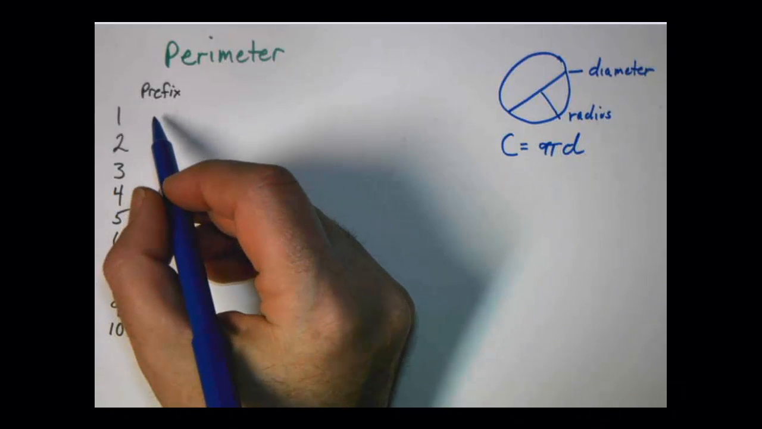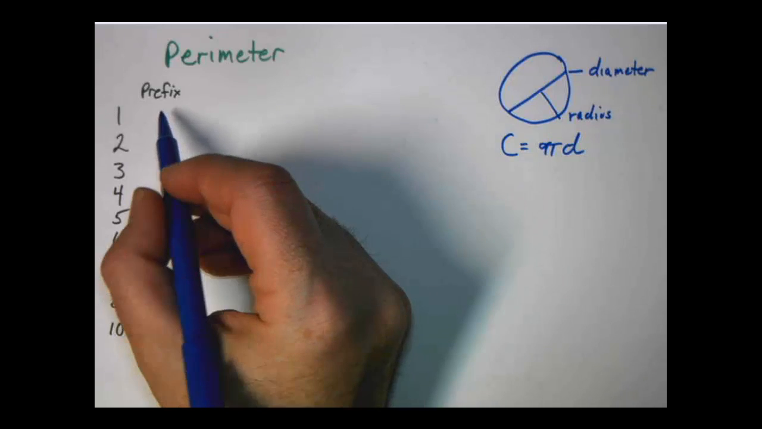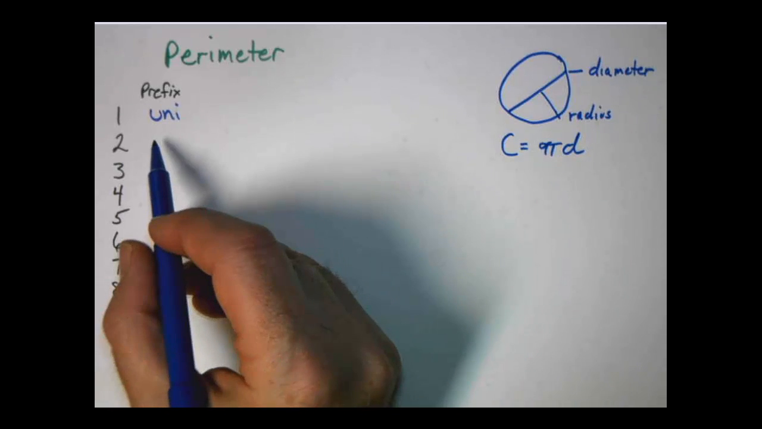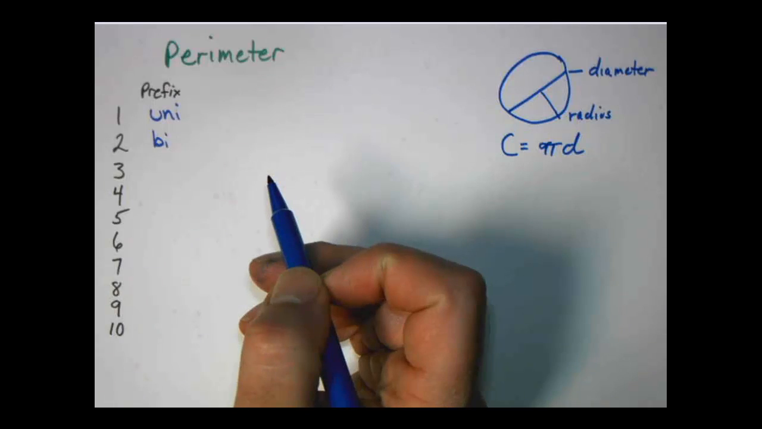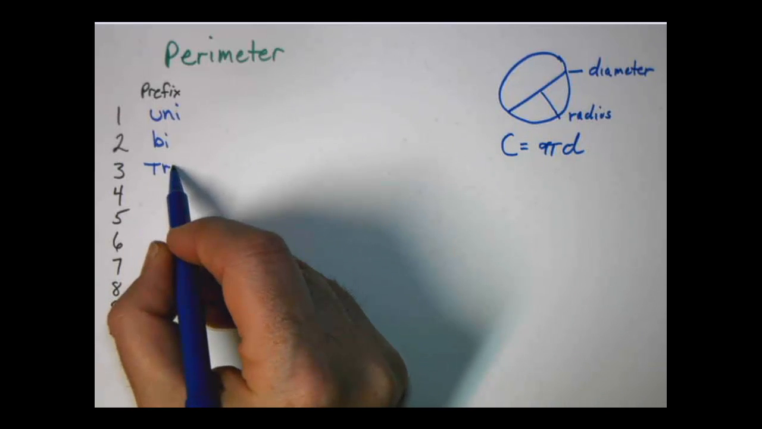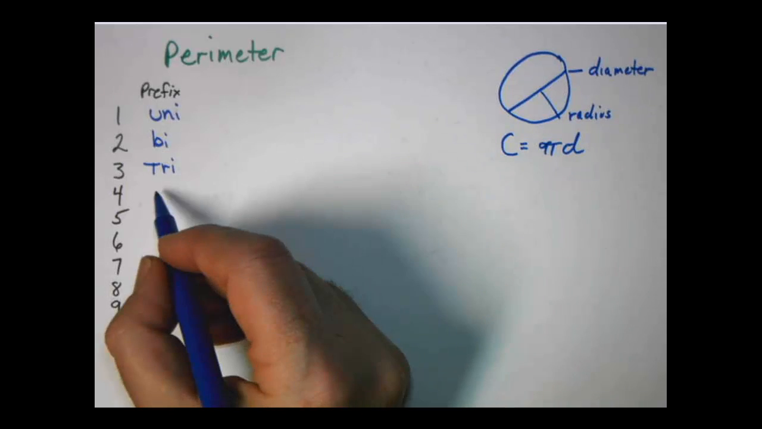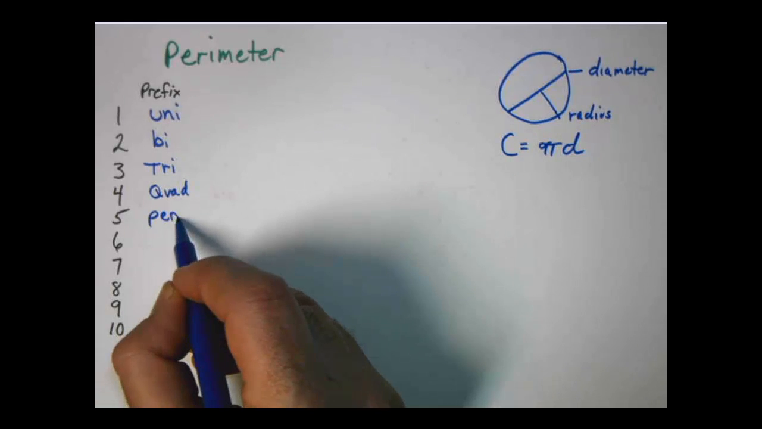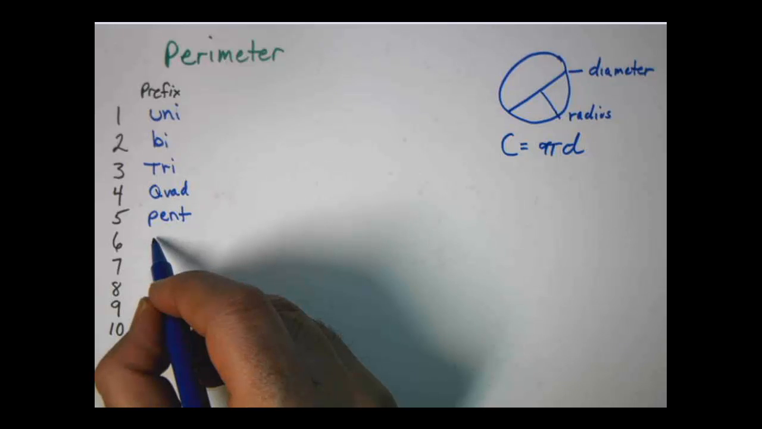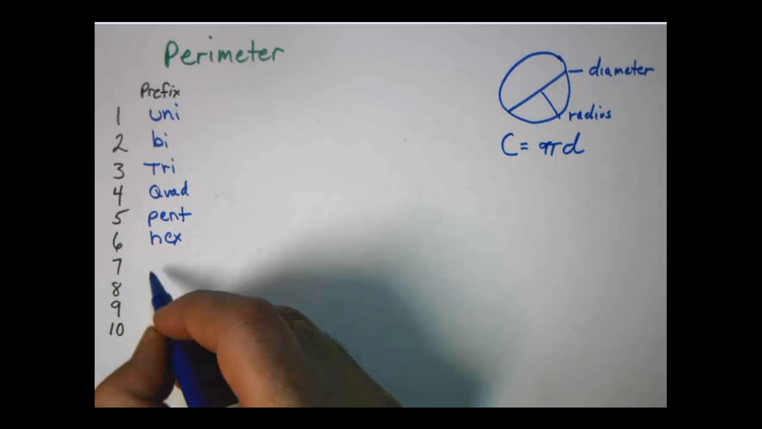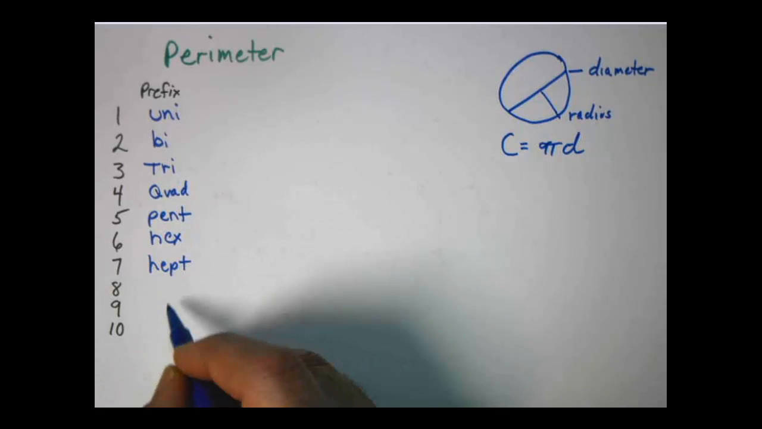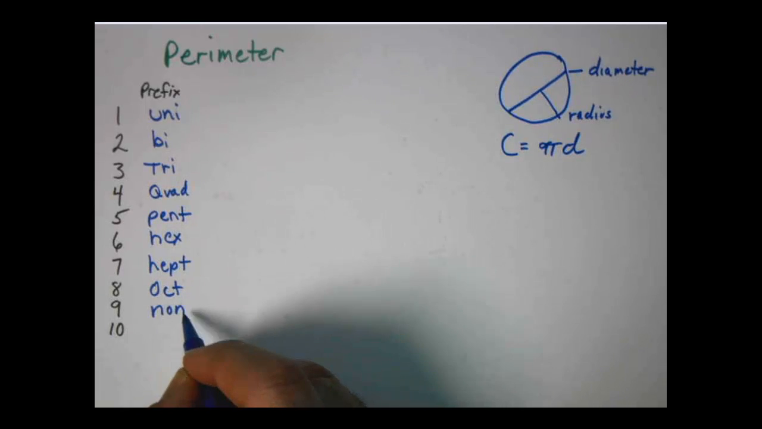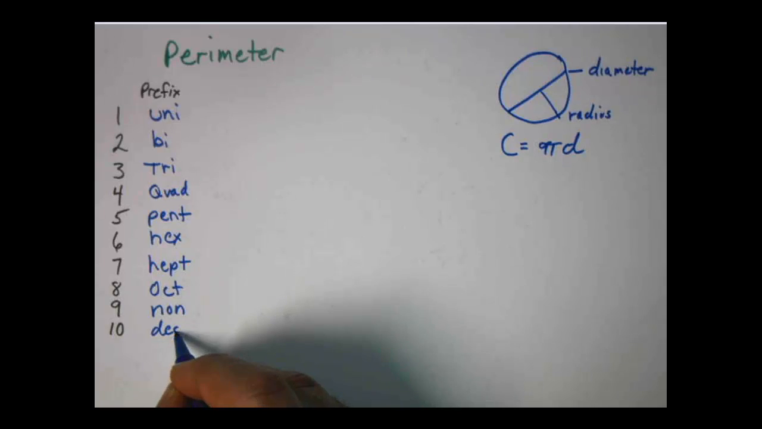If I have a bicycle with one wheel, we call it a unicycle. So the prefix for one is uni. 2 wheels is a bicycle. 3 is going to be tri, as in tricycle or triangle. We've already talked about quad for 4. 5 is going to be pent. 6 is hex. 7 is hept, H-E-P-T. Oct for 8, octopus. Nonagon for 9, and a decade is 10.